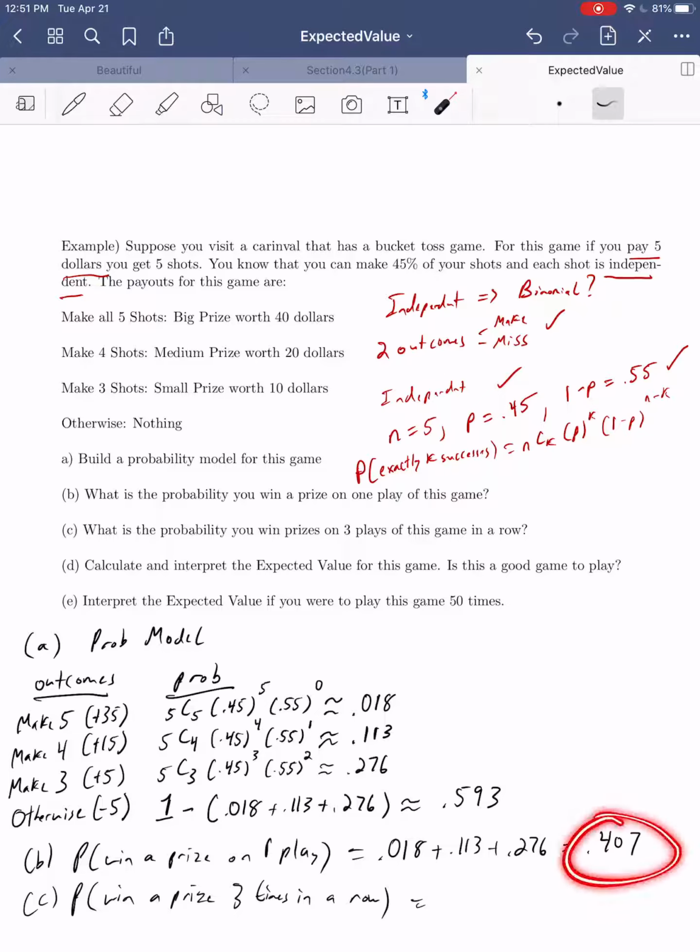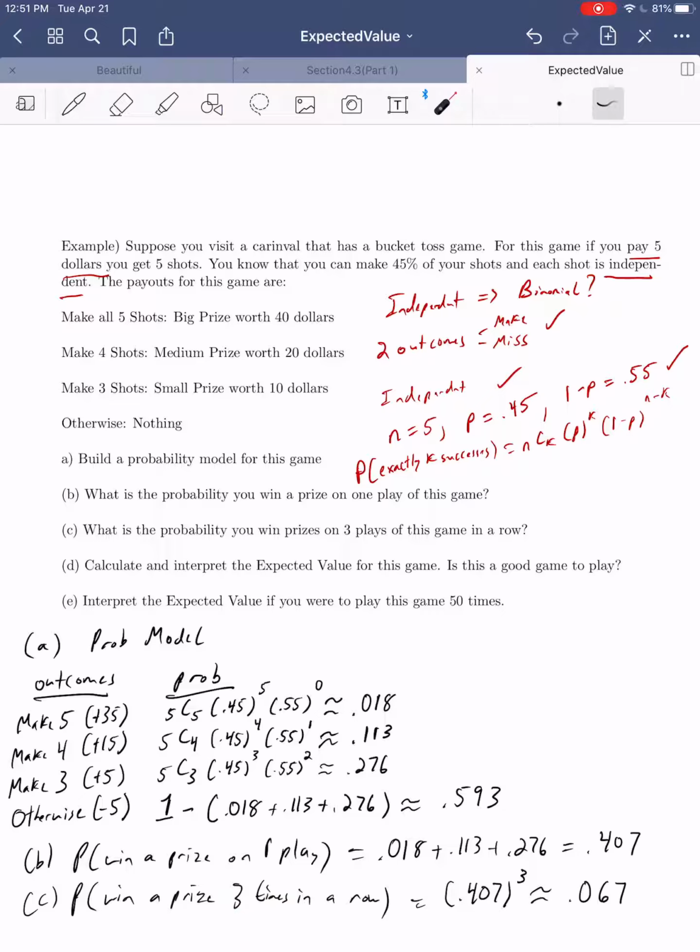Well, we know that this has to happen 3 times in a row, so we're just going to take 0.407, raise it to the third, 0.407 cubed. That comes out as about 0.067. So there's only about a 6.7% chance that you would walk up to this game, play it 3 times, and win a prize all 3 times. Now, those prizes could be small, medium, big. We're just saying that you would win some sort of prize 3 times in a row.